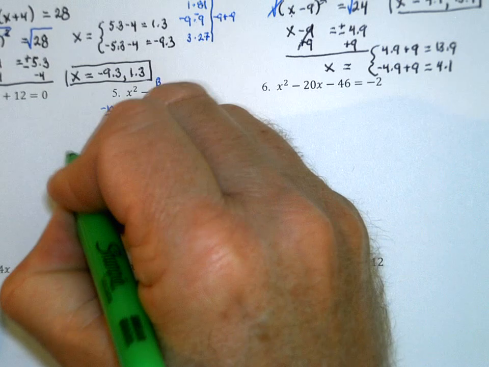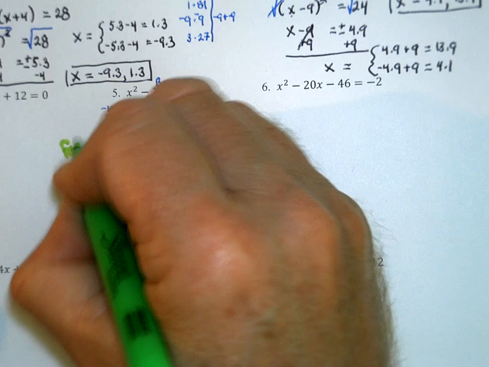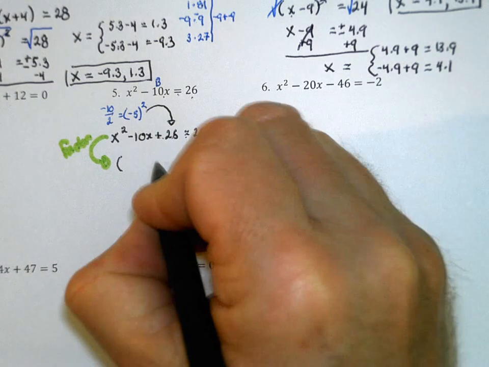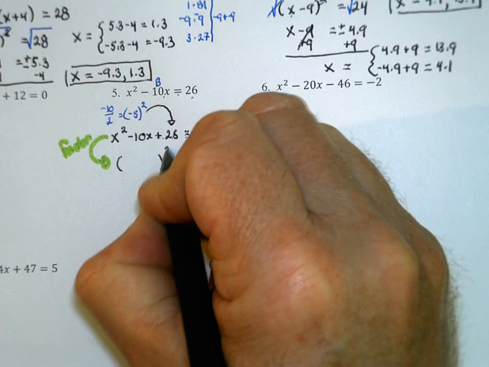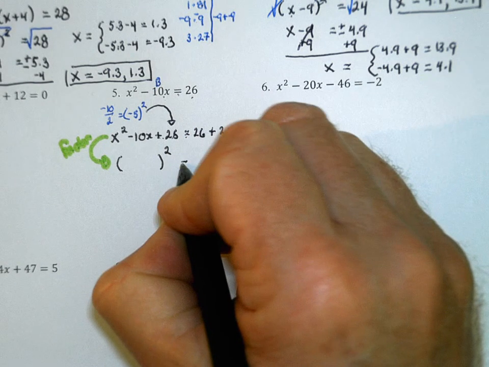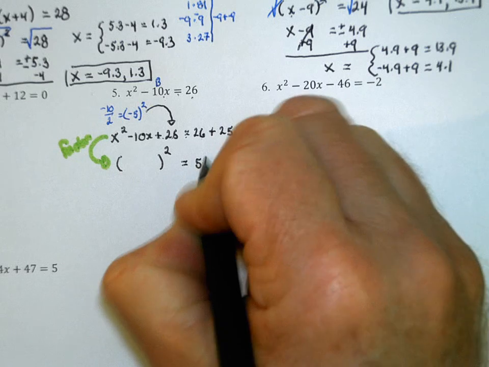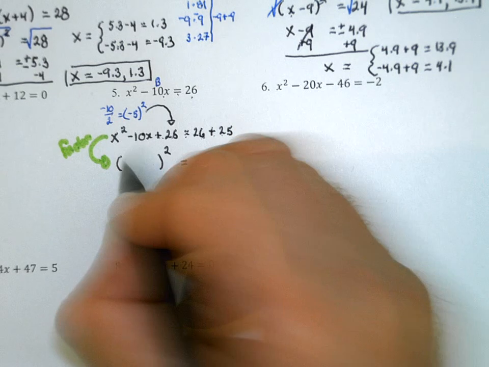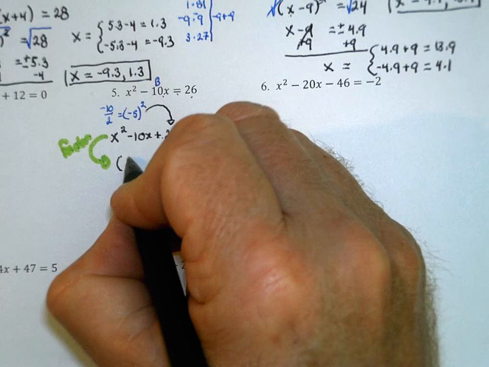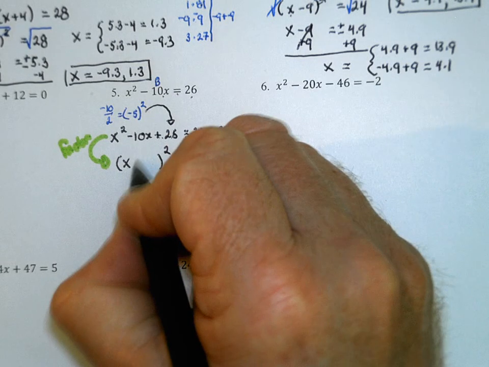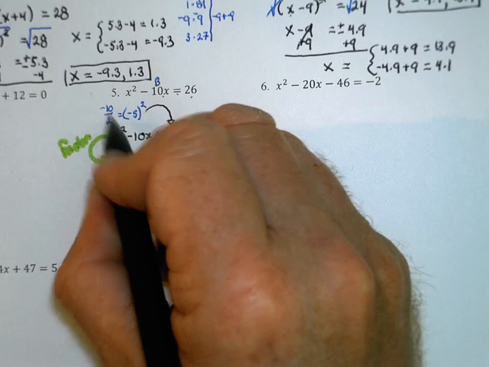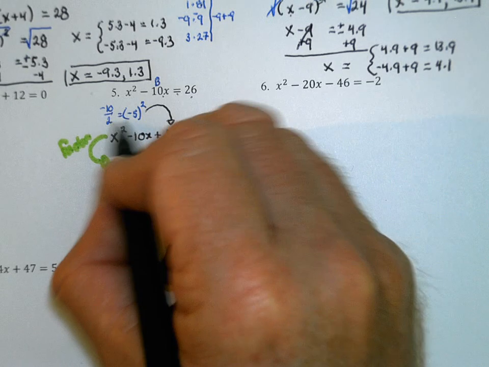Now, if you notice, every time that I factored for these particular trinomials, I have always ended up with one set of parentheses to the second power. And that's going to be equal to 51, because 26 plus 25 is 51. So what is this going to be? Well, remember, it's always x, and then whatever you put right here, when you complete the square, it's whatever the b value is divided by 2.